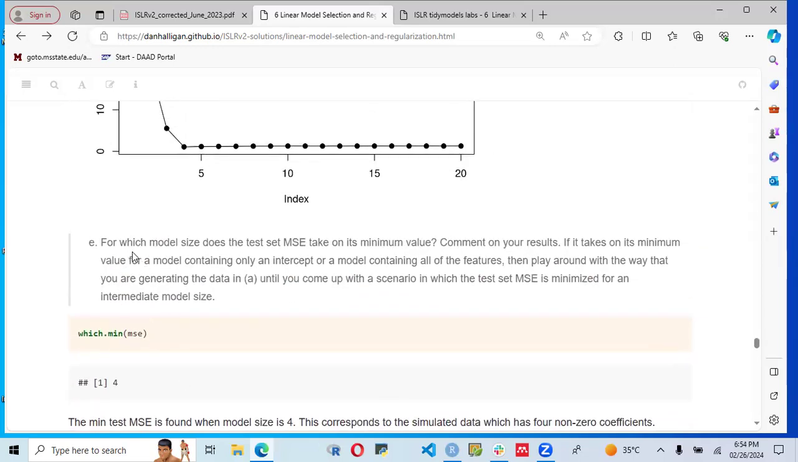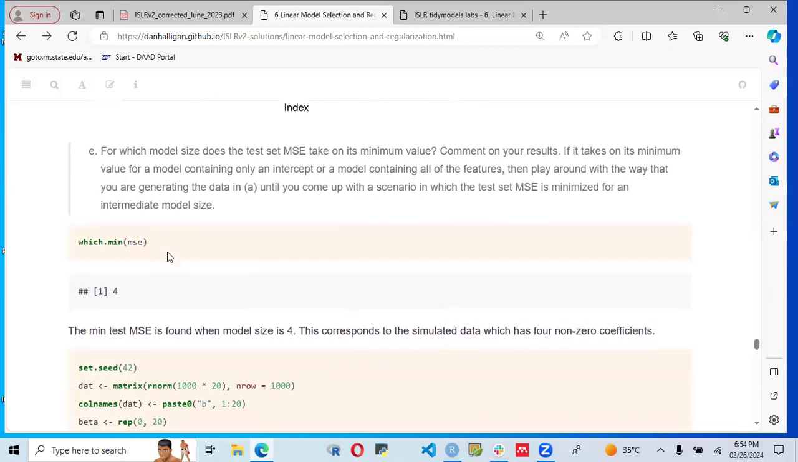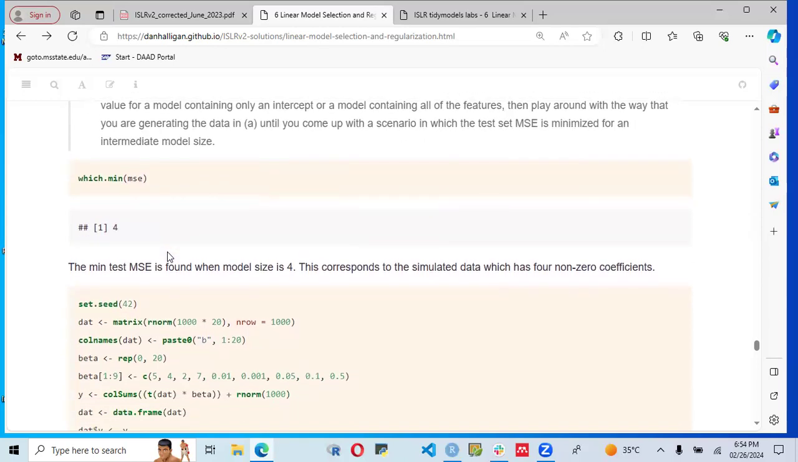Here they say, for which model size does the test set mean square error take on its minimum value? Comment on your results. If it takes on its minimum value for a model containing only an intercept or a model containing all of the features, then play around with the way that you are generating the data in part A until you come up with a scenario in which the test set mean square error is minimized for an intermediate model size. So here we have which.min of the mean square error. Here we can see that it is 4, which says that the minimum test mean square error is found when the model size is 4. This corresponds to the simulated data, which has 4 non-zero coefficients.